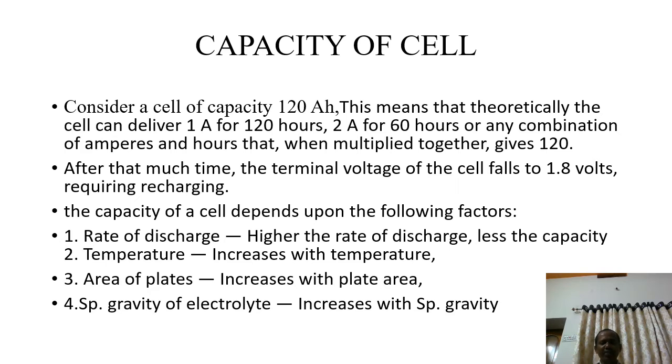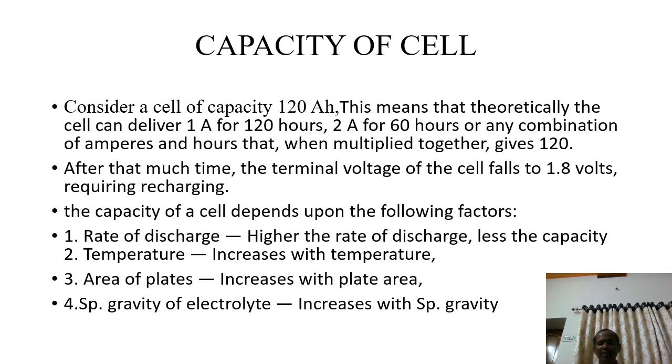Temperature: when charging or discharging, the temperature of the battery increases. That is also most important. The capacity of the cell also depends on the temperature range, because the temperature increases or decreases, and the increase with temperature depends upon the capacity of the cell.